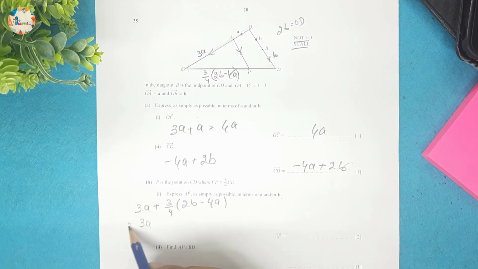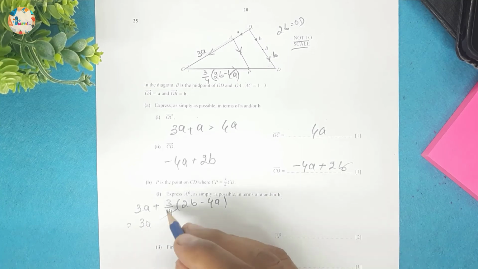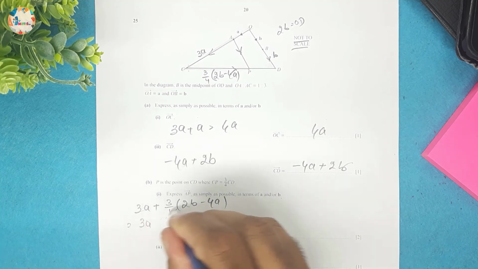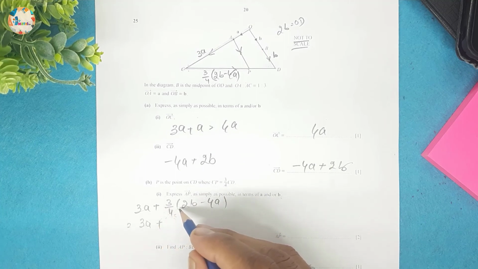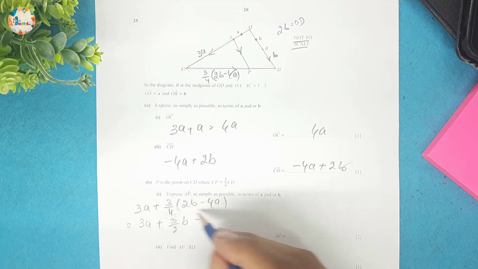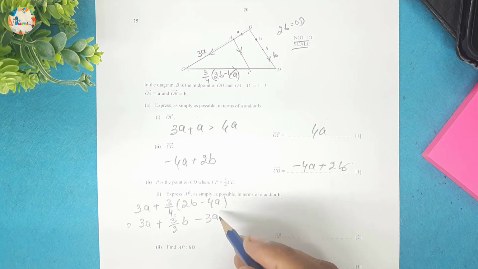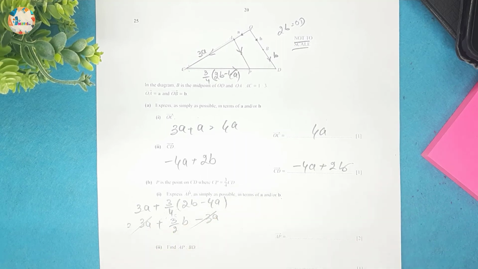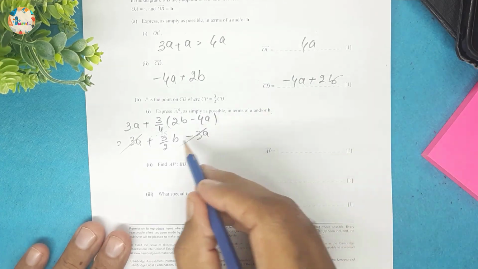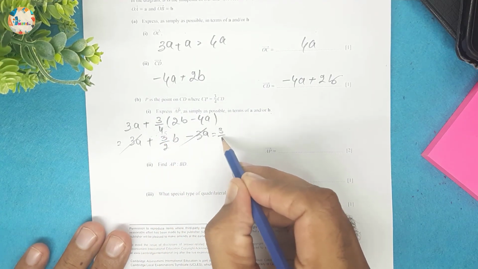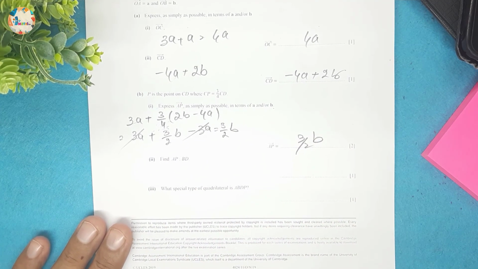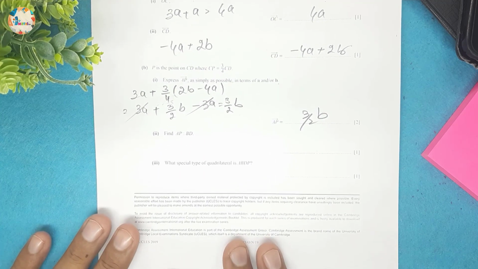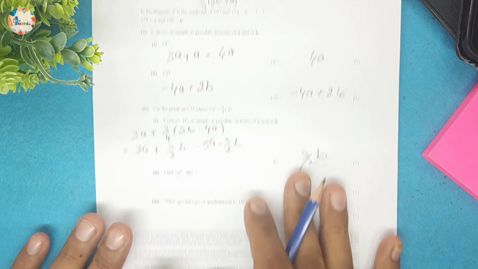This will be 3A, and we can't cancel like this, we will have to multiply. So 3 by 4 will be multiplied by this. This will be 3 by 2 of B, and minus 4 will be cancelled, and minus 3A. So basically the 3A will be cancelled by this. I will move the page over here. So the remaining will be only 3 by 2B, and 3 by 2B will be our final answer for this part.